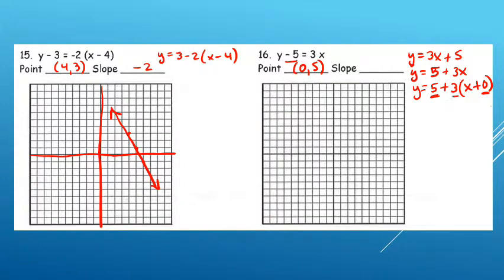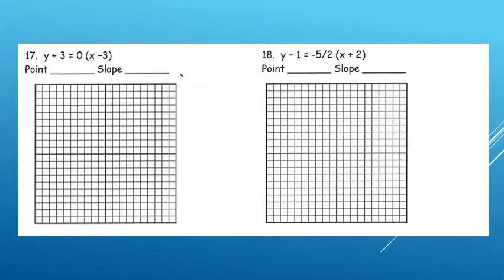And my slope here is 3. So I'm going to graph this guy here. So my point is at 0, 5, so 1, 2, 3, 4, 5. My slope is 3, so up 3 over 1. So my graph looks approximately like this. And moving on to the last two.